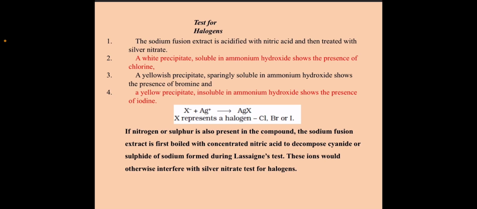Now if nitrogen or sulfur is also present in the compound, the sodium fusion extract is first boiled with concentrated nitric acid to decompose cyanide or sulfide of sodium formed during the Lassaigne's test. These ions would otherwise interfere with the silver nitrate test for the halogens. So we have to take precaution for that.